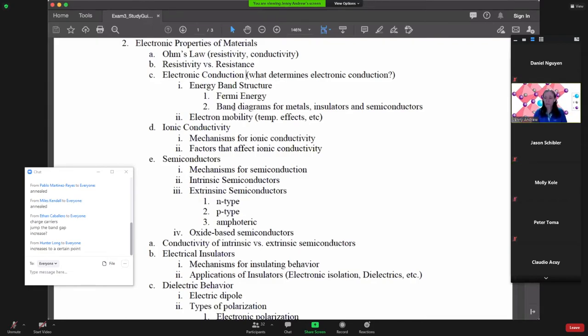So I'm seeing a couple of comments, people are saying increases to a certain point, but I think what you might be conflating is that if you have a semiconductor, you can sometimes get more charge carriers as you increase temperature, and their conductivity can go up. However, the mobility will go down. Typically mobility goes down as scattering increases, and scattering will always increase with increasing temperature.